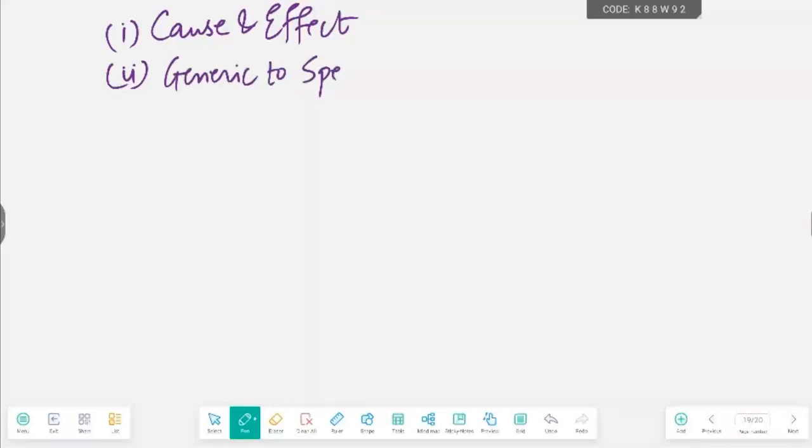Generic to specific. Generic to specific mein kya hoga? Ek generic statement hoga, ek general statement hoga. और उसी जनरल स्टेटमेंट को एक एग्जांपल लिया जाएगा और उस पे एक और सेंटेंस बनाया जाएगा थ्रू एन एग्जांपल. तो उसे कहते हैं जेनेरिक टू स्पेसिफिक. जेनेरिक टू स्पेसिफिक में हमेशा जेनेरिक वाले स्टेटमेंट्स पहले आएंगे, उसके बाद ही आएंगे आपके स्पेसिफिक वाले.